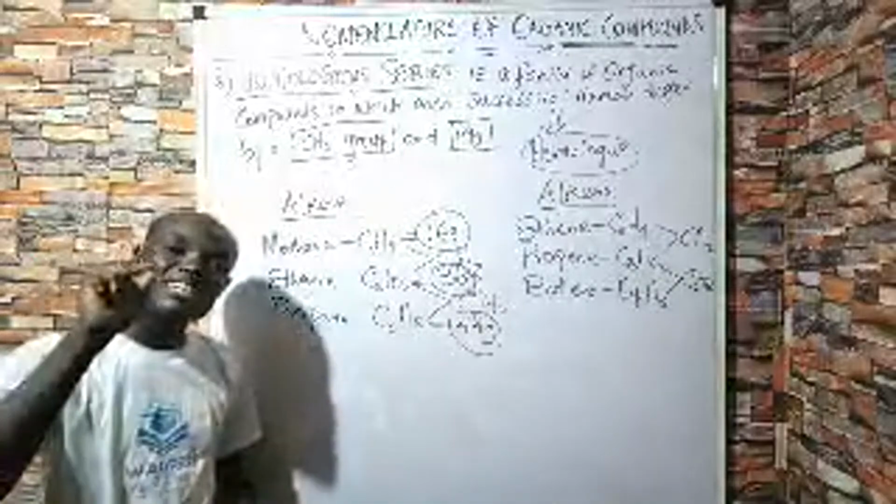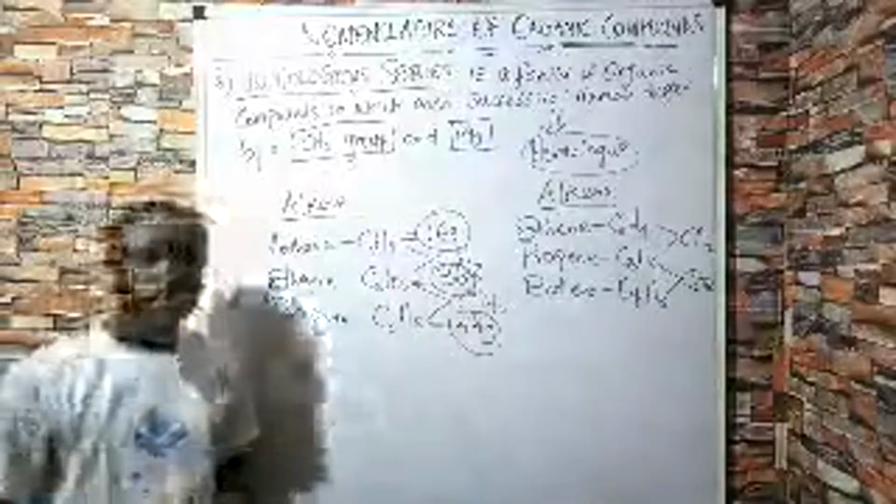Now, something very important I didn't add is that the number of carbon atoms determines the physical property. Remember, the functional group determines the chemical property, while the number of carbon atoms determines the physical property. So take note of that. So the functional group of a particular compound will determine its chemical property, meaning how it will react. Then the number of carbon atoms will determine the physical property.